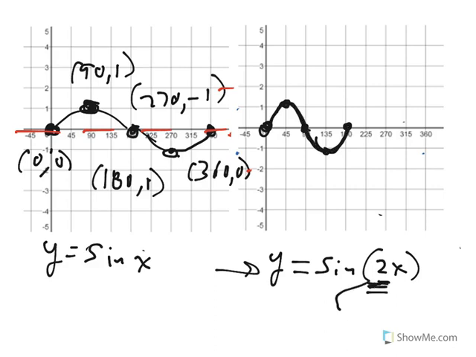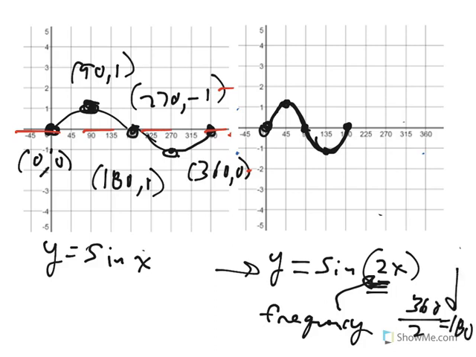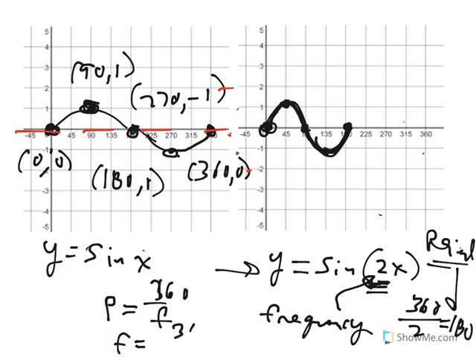This number is known as the frequency. And if you divide 360 by that number, you get what's called the period. So this has a period of 180 because that's how long it takes to go through one full cycle. Period is equal to 1 over frequency. It's also true that frequency is equal to 360 over the period.